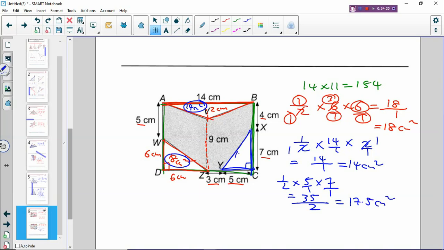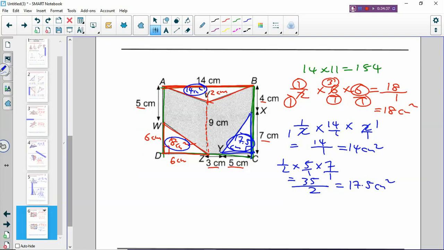Okay, so I got the area of this triangle. So how do you find the shaded part? You add up all the triangles. So you have 14 plus 18 plus 17.5. All right, so there's a lot of steps here. So this can be a paper 2 question. It can be a 3-mark question. So 14 plus 18 plus 17.5, and you will get 49.5 cm square, which is the area of what you don't want. Okay, you don't want all these triangles.